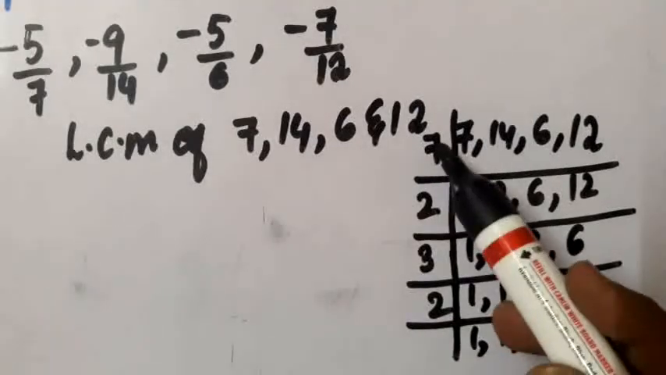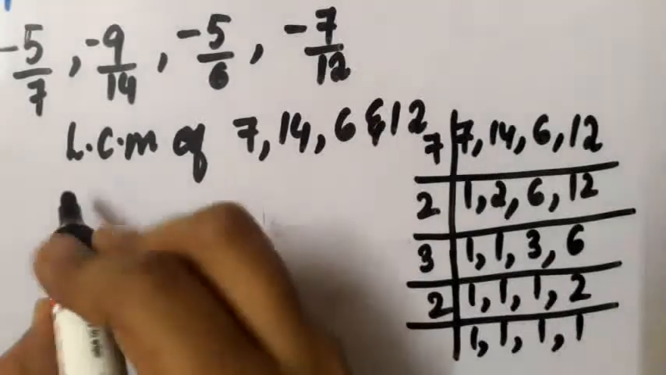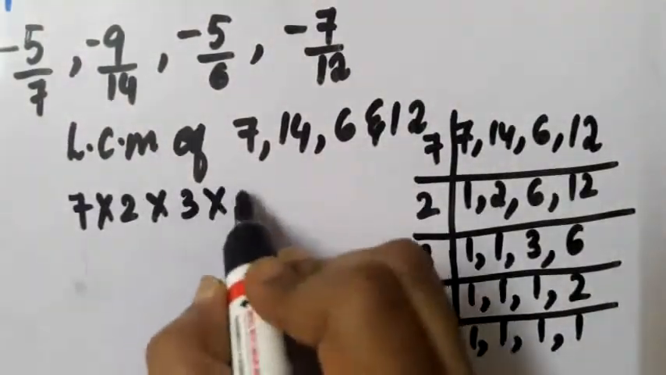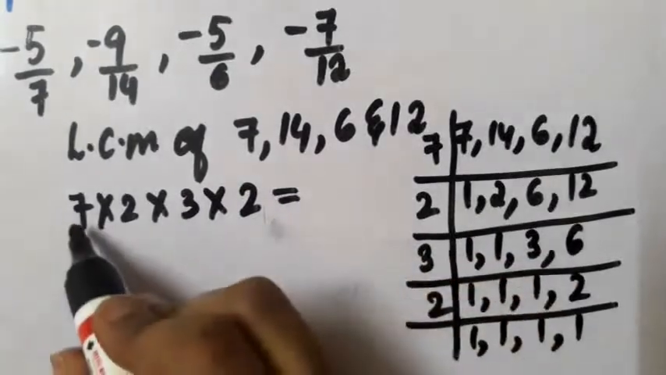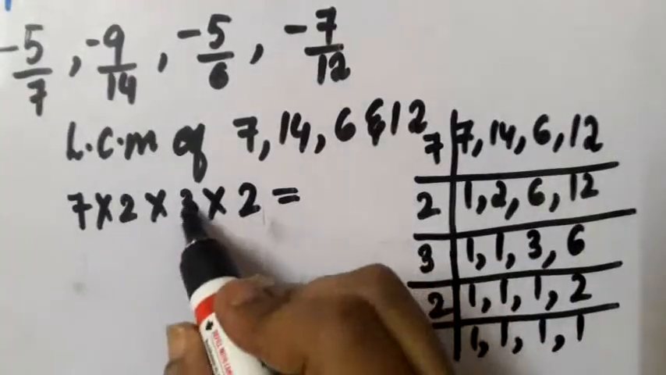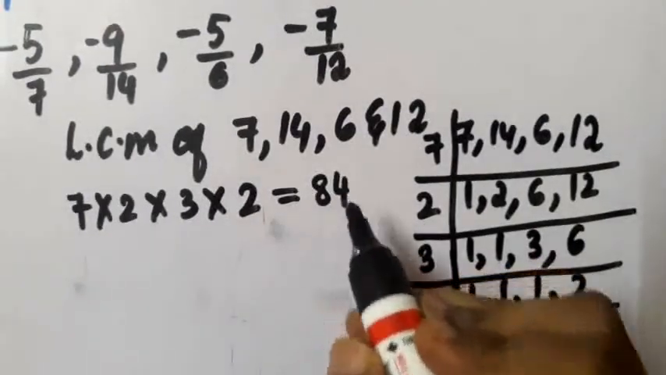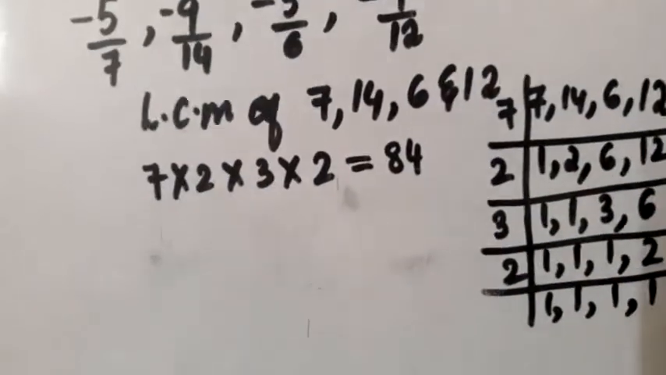So here we have 7 into 2 into 3 into 2. 7 twos are 14 and 3 twos are 6. So 14 into 6 will give you 84. So your LCM is 84.